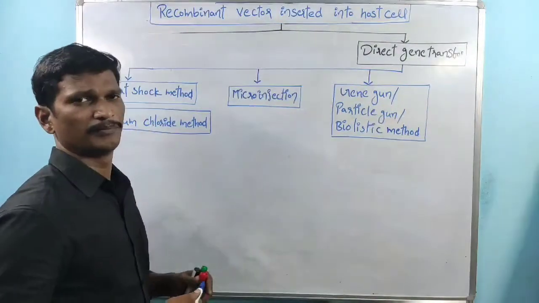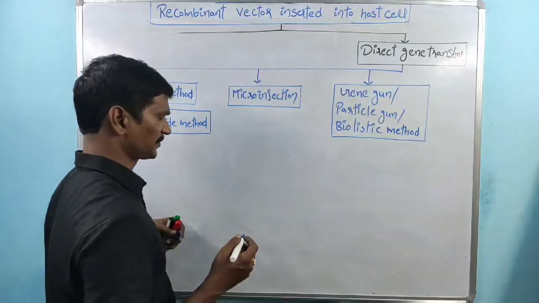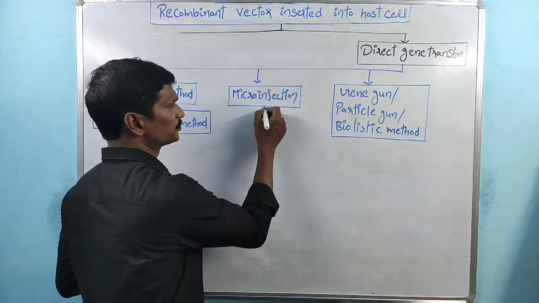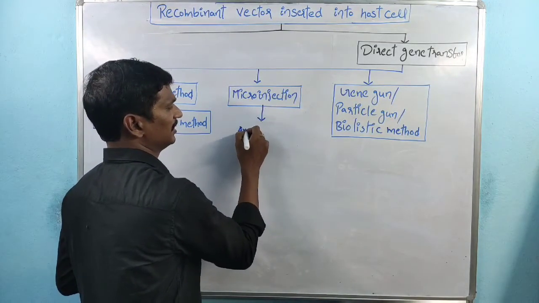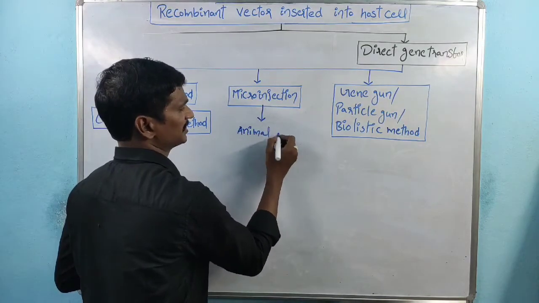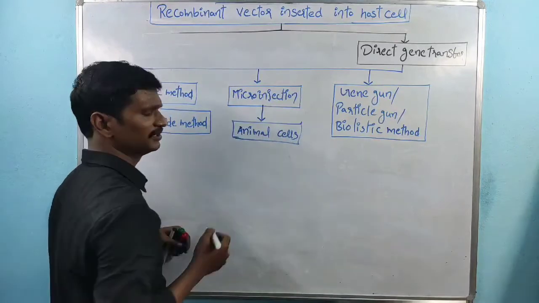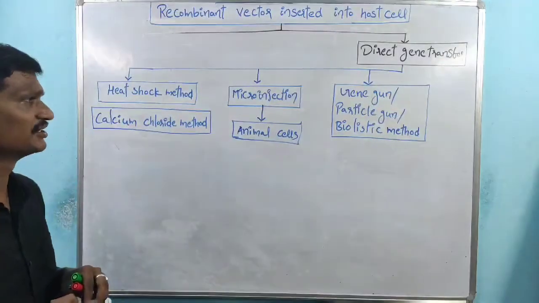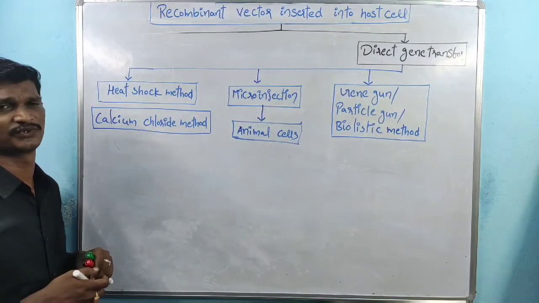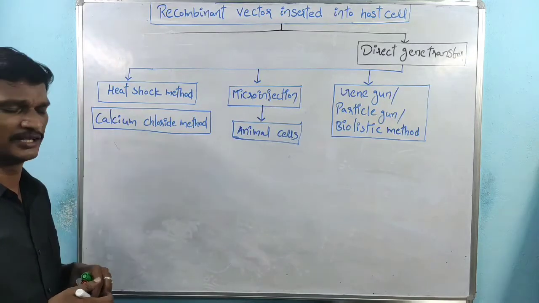Coming to the next one is the microinjection method. This is a very useful method for animal cells. By the microinjection method, we are inserting desired genes into animal cells.